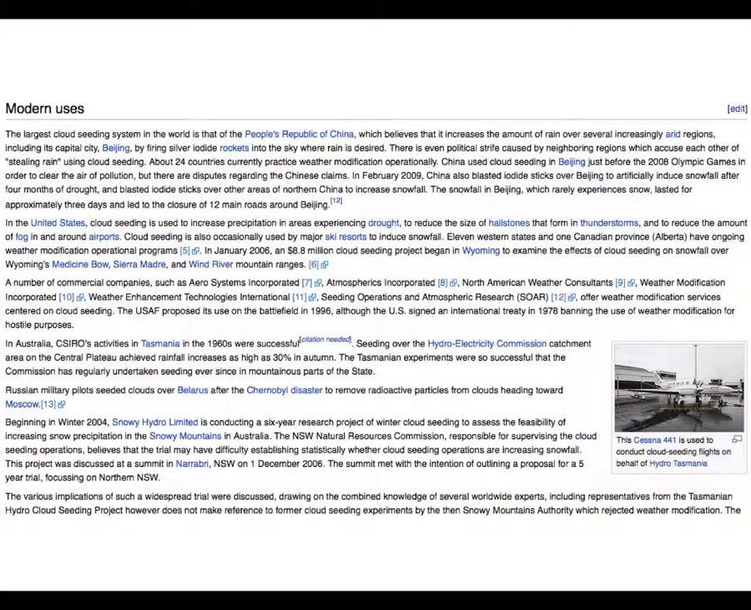Okay, we're going to skip that. I'll show you how to do that eventually. Oh, so here's the information about cloud seeding. I know you guys definitely can't see this, but it says the largest cloud seeding system in the world is China. So they do it particularly over increasingly arid regions, including Beijing. They fire silver iodide rockets into the sky where rain is desired. There is political strife caused by neighboring regions which accuse each other of stealing rain. It says about 24 countries currently practice weather modification. So cloud seeding was used in Beijing before the 2008 Olympic Games to clear the air of pollution. Yeah, it was. It's nasty air. It says in the United States, cloud seeding is used to increase precipitation in areas experiencing drought, to reduce the size of hailstones that form in thunderstorms, and to reduce the amount of fog. Oh, and it's also used by ski resorts. Fun fact.